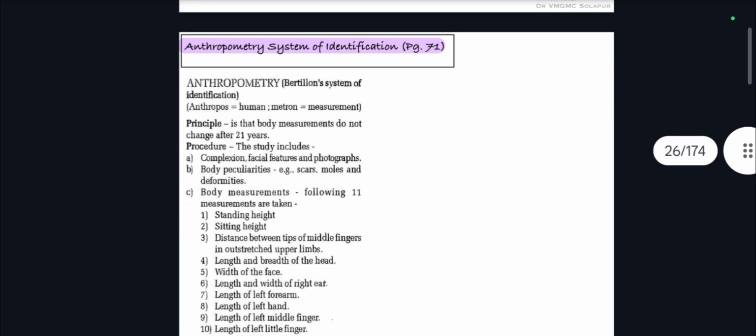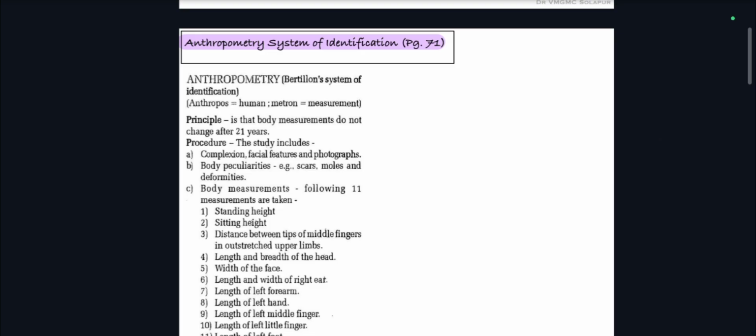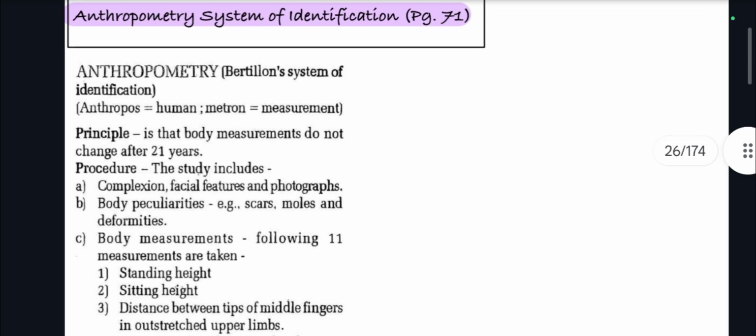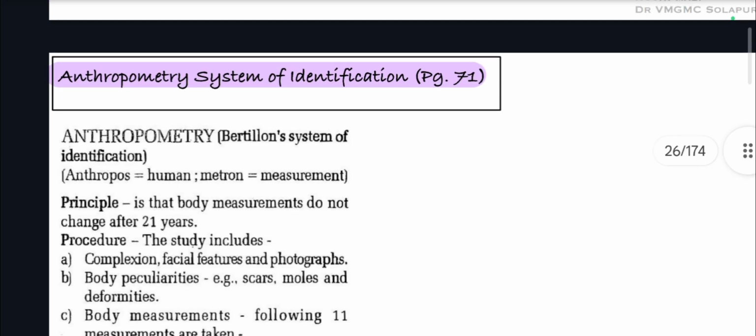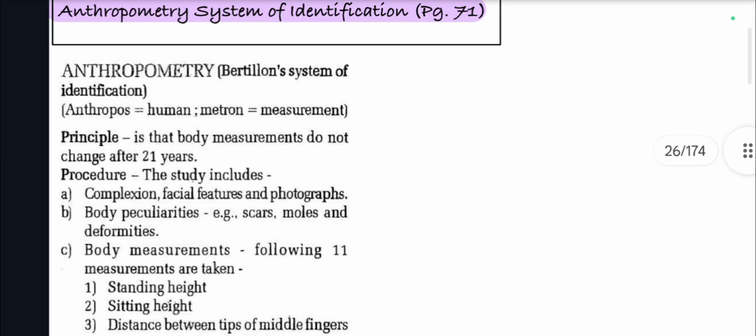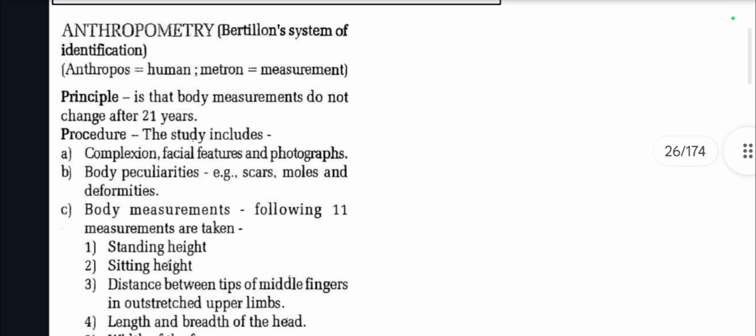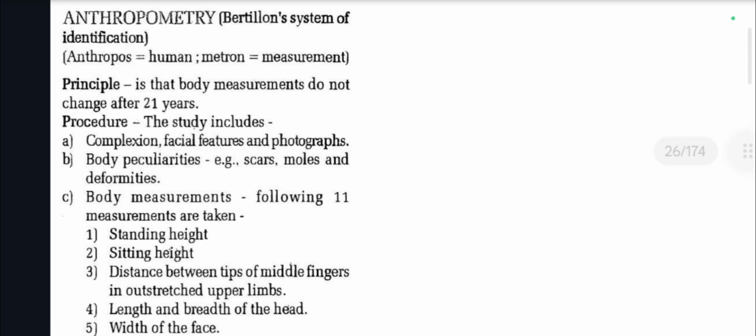Moving ahead to the next question, what is anthropometry system of identification? Anthropometry, Bertillon's system of identification. Other name is Bertillon's system of identification. Anthropos, human, metron, measurement. What is the principle? The principle of this system says that body measurements do not change after 21 years. And what is the procedure?